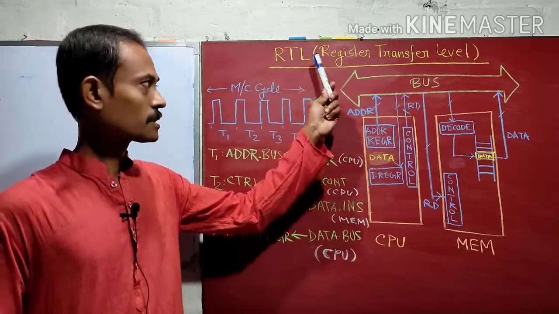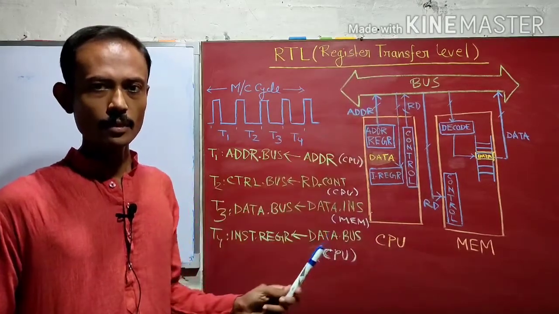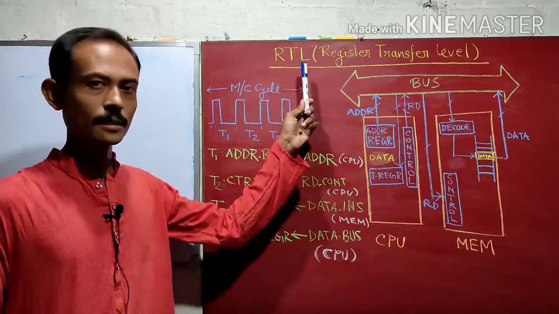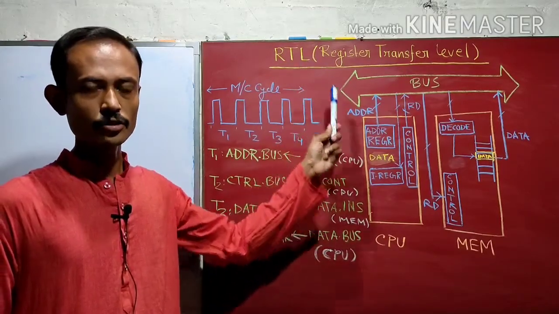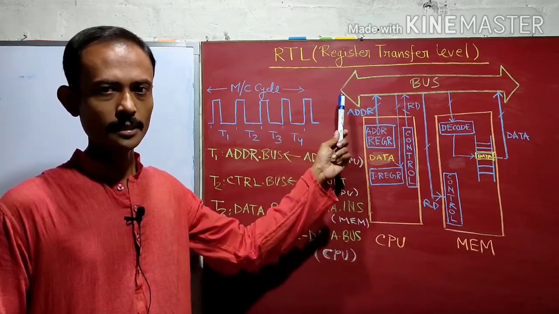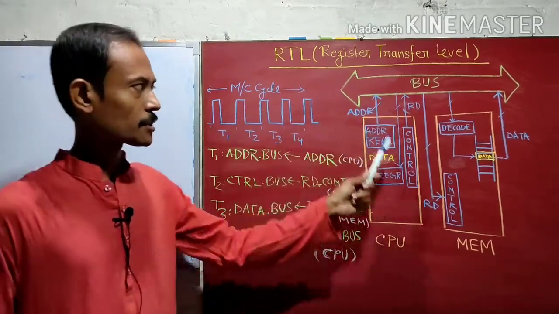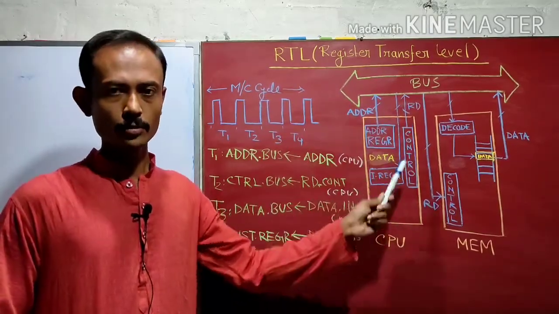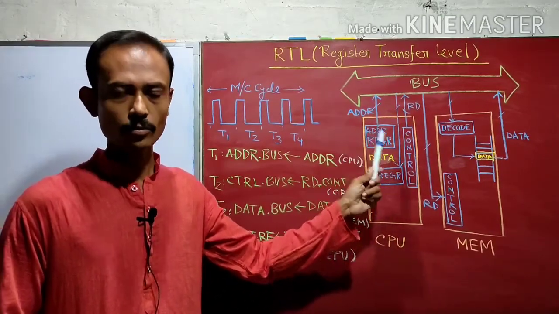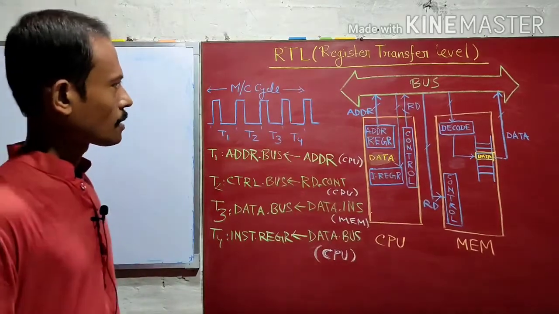This is the basic activity done within the CPU, and today we will see how this RTL register transfer level instruction is organized, and to understand the RTL we'll understand the organization of the CPU. Within the CPU what happens and how these things are done, we'll see those things.